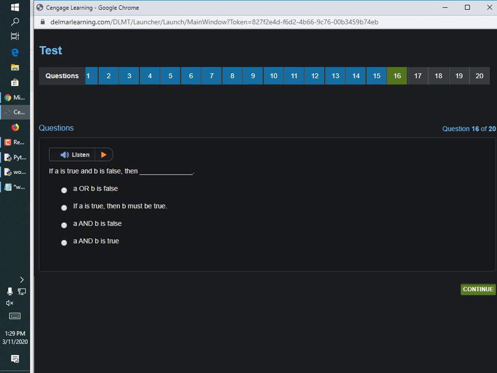I'm not liking that. A and B is false. Now this is definitely true, right? Because it's true that A is true, but they both have to be true because it's AND. And since B is false, I'm liking that one. All right, and if A is true and B is true, then is the whole thing true? No, because AND means that both sides have to be true.